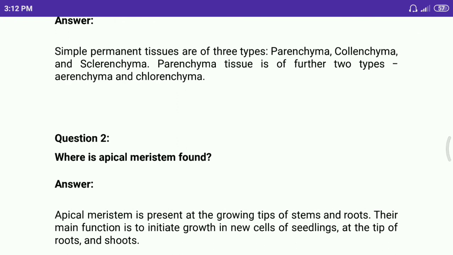Second question: where is apical meristem found? Answer: apical meristem is present at the growth tips of stems and roots. Their main function is to bring about growth by forming new cells at the tips of roots and shoots.